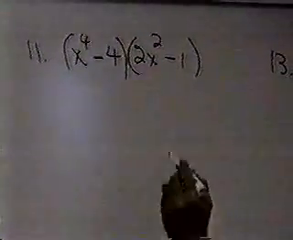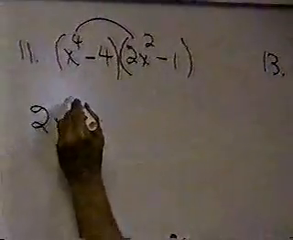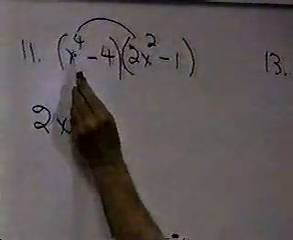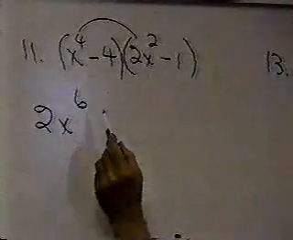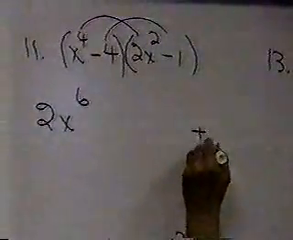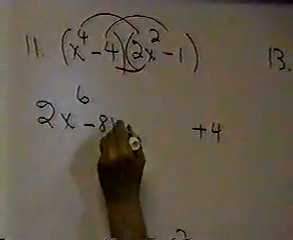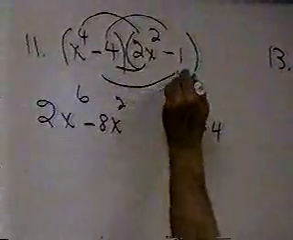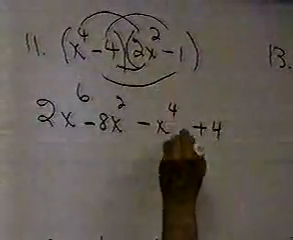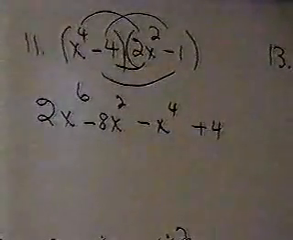All right, first times the first is 2x to the 6th power. Remember, when you multiply x times x, you add the powers. And then the last times the last is plus 4. The inside now is a minus 8x squared, and the outside is a minus x to the 4th. And this time those don't add up. So you just leave them there.